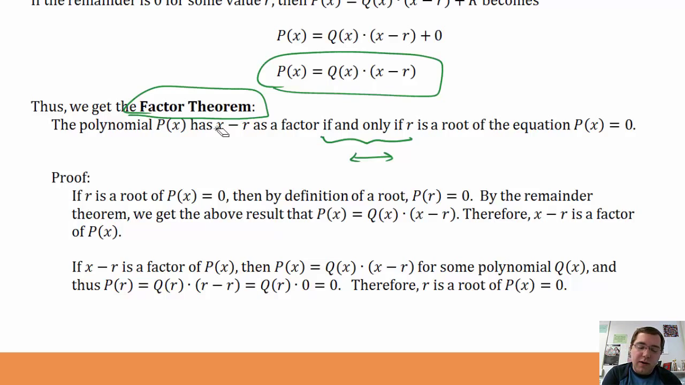It's a value for the variable that will give me a value of 0 for the function, in other words. So if the function equals 0, this is a solution. That's what it means to be a root. By the remainder theorem, we get the above result, that p of x equals q of x times x minus r. Therefore, x minus r is a factor of p of x, because I can write x minus r times another polynomial. Alright?